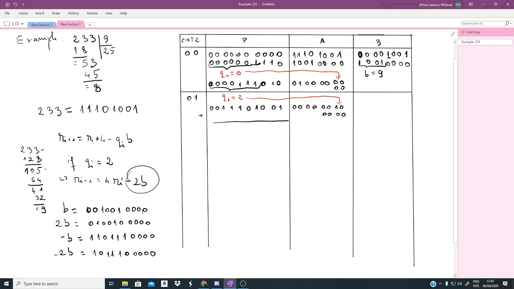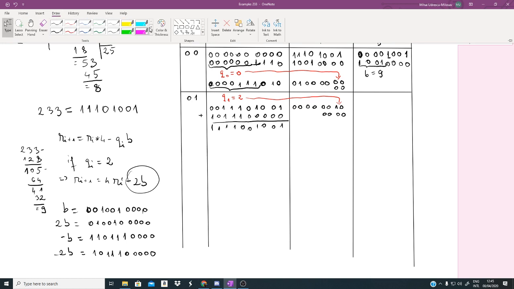So it's minus 2b, which is this value: 1, 0, 1, 1, 1, 0, 0, 0, 0, and 0. So it's 1, 0, 0, 1, 0, 0, 1, 1, 1, and 1. Yeah, that's the correct result. And of course, then we go on to the next step.